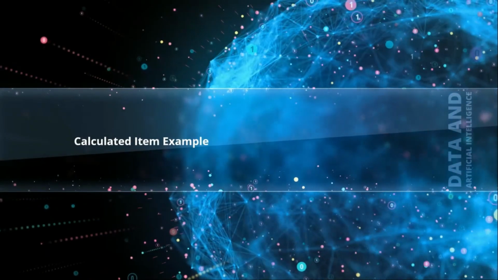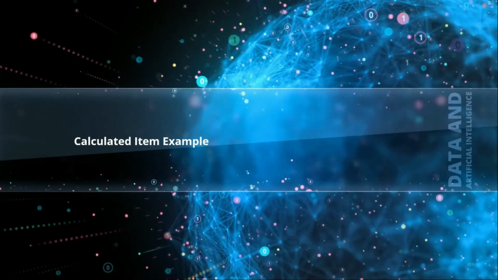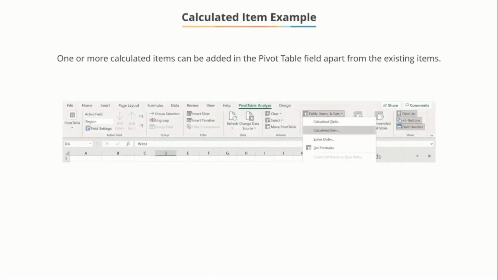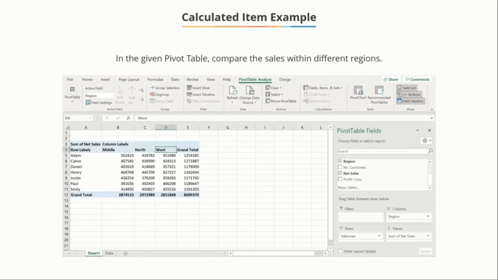Now, let us look into calculated item. We can also add one or more calculated items in the pivot table field apart from the existing items. Calculated items are used to perform calculations between items within the fields. Consider the given pivot table. Here we want to compare the sales within different regions.